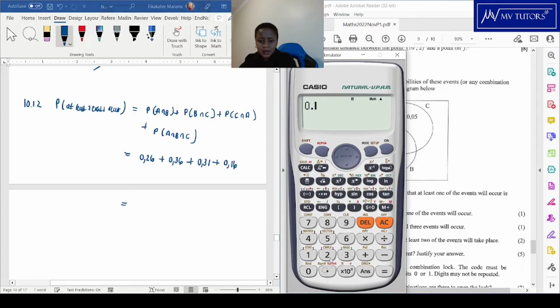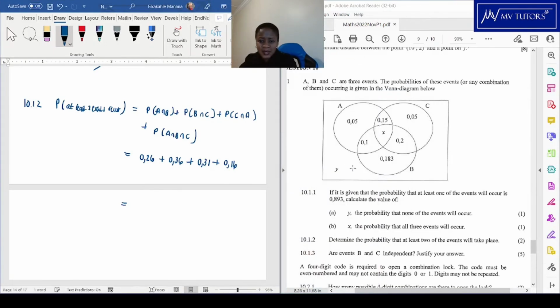And we get 0,26 plus 0,36 plus 0,31 plus 0,16. Ooh, no, that cannot be correct. You cannot get a probability higher than 1. So what mistake did I make over here?